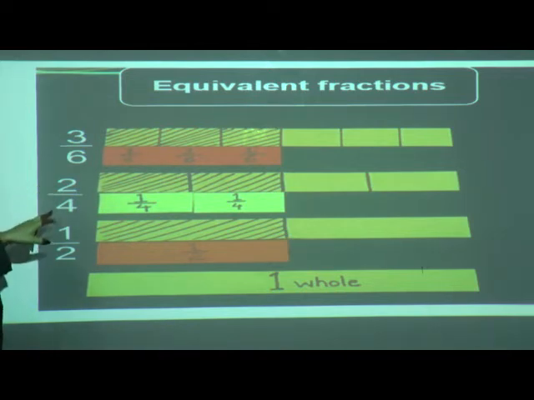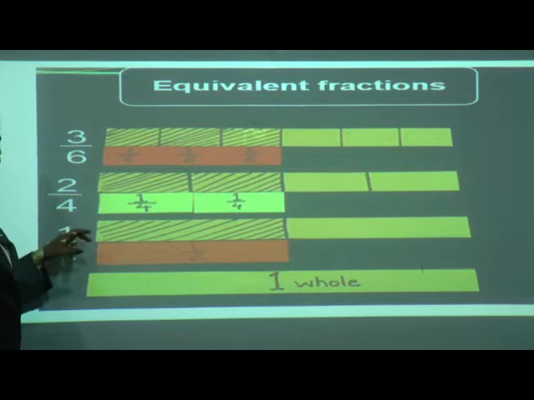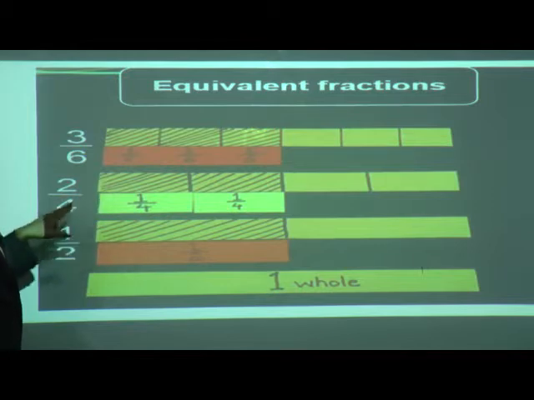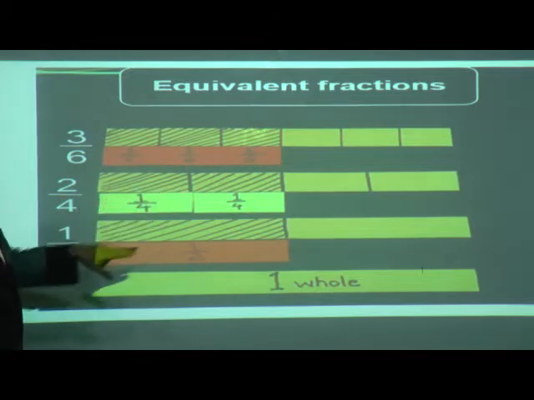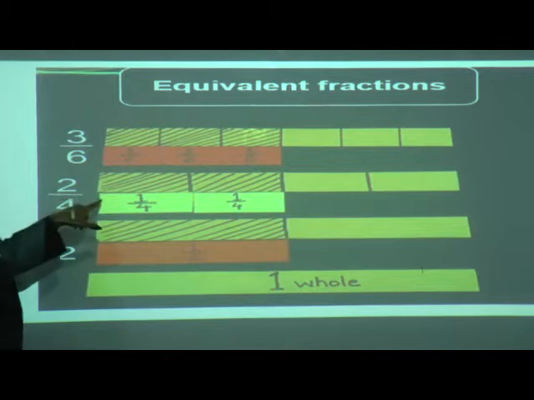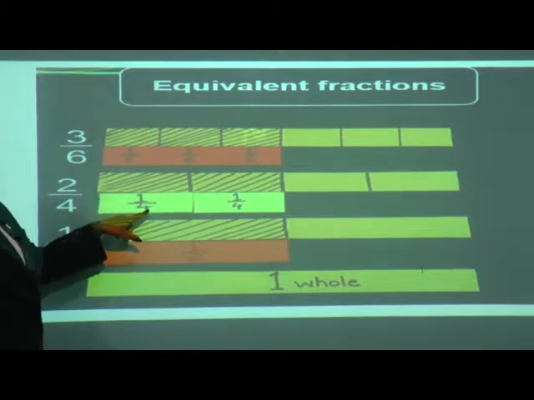Here it is 2 upon 4. So what is the fraction here? 2 upon 4 means a total of how many parts? 4 parts. We did this on a strip of paper. Already we had seen in the previous class how we prepare a strip and divide it into 4 equal parts. We divided the strip into 4 equal parts, and out of that 2 parts are shaded.